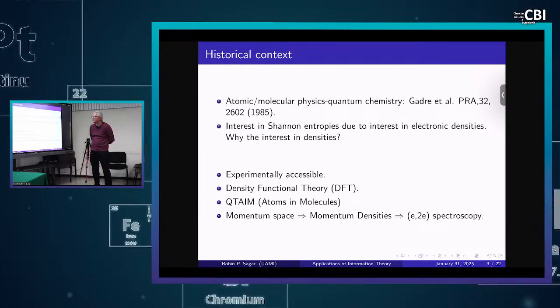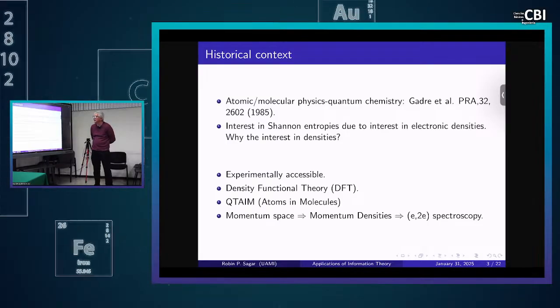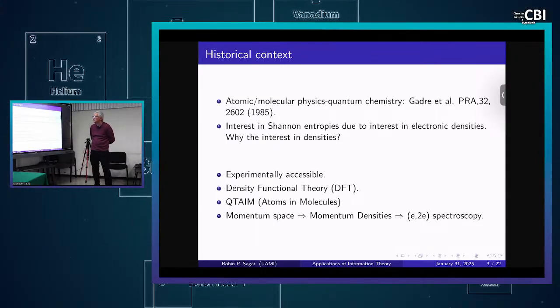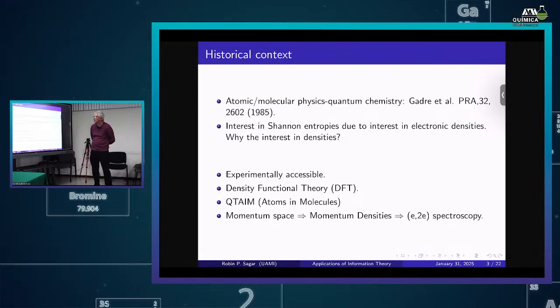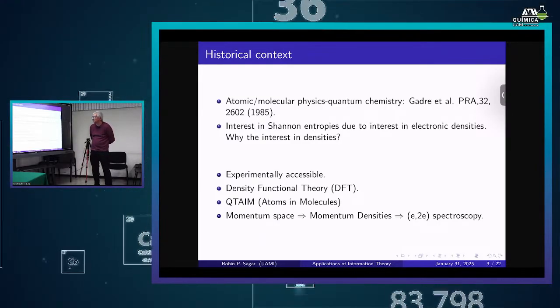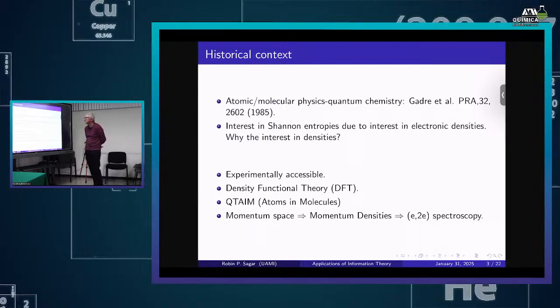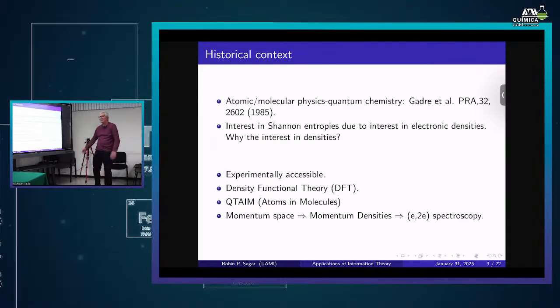And what they did was they studied neutral atoms in the periodic table, and they studied entropies in position and also momentum space. Okay, so now, why the interest in Shannon entropies at this point? So I'm taking you back in time.